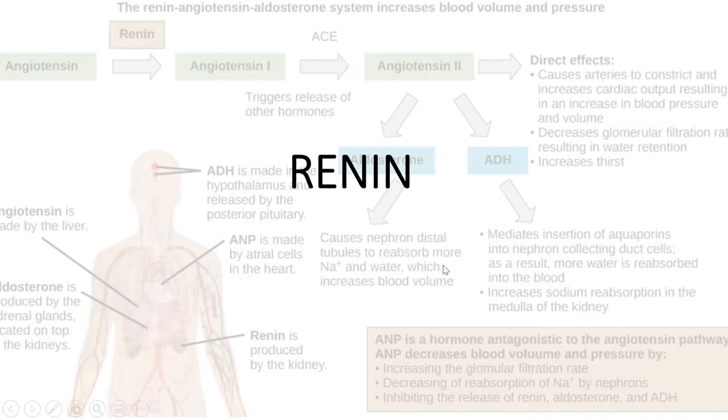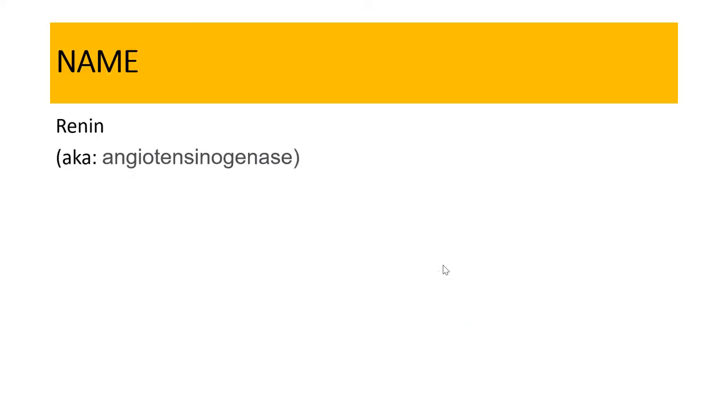Let's take a look at renin right now. Now, angiotensin 1 was also a hormone we were going to take a look at. That is included in this. So we're going to look at several hormones associated with renin.